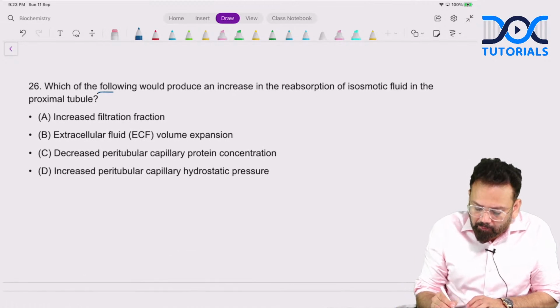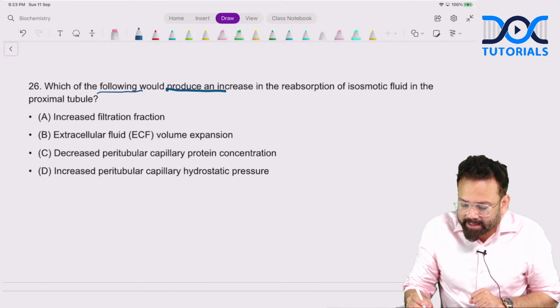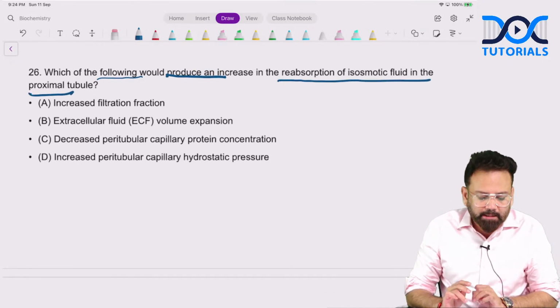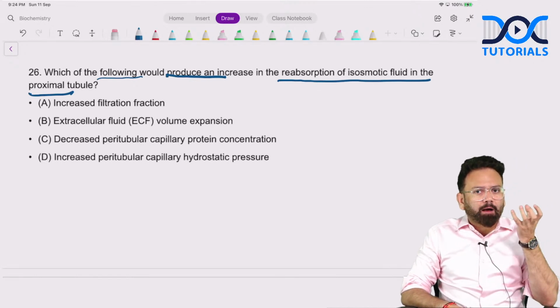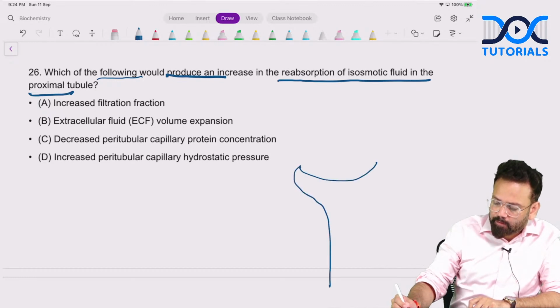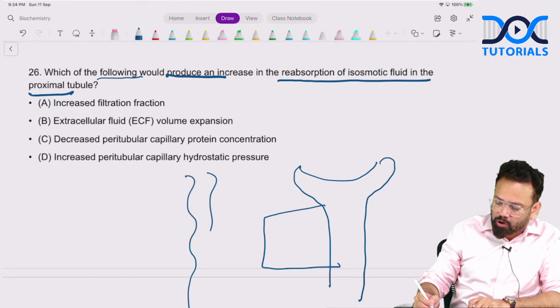Which of the following would produce an increase in resorption of isoosmotic fluid in the proximal tubule? What can cause an increase in the absorption of proximal fluid? What can cause increased absorption of water from proximal fluid?